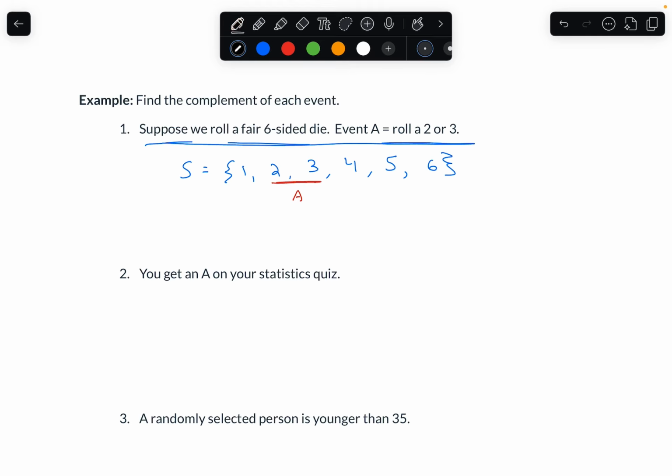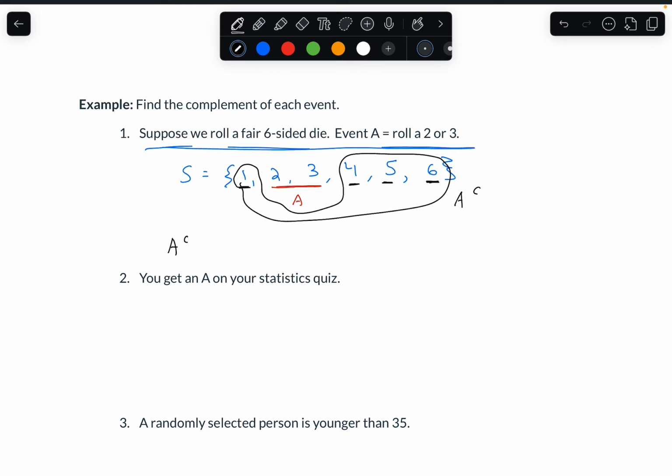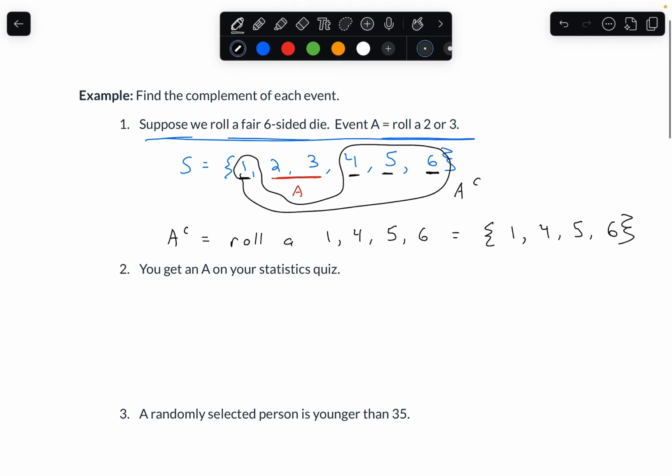So if 2 and 3 are in the event, then 1, 4, 5, and 6 would be the complement of that event. All of these different outcomes would represent the complement. If I wanted to write this out, I might say A complement equals, we roll a 1, 4, 5, or 6, something along those lines. You could also write it as a set: 1, 4, 5, 6. Let's take a look at the next problem.